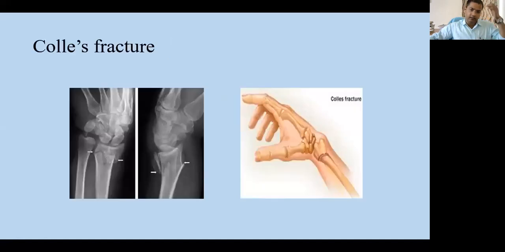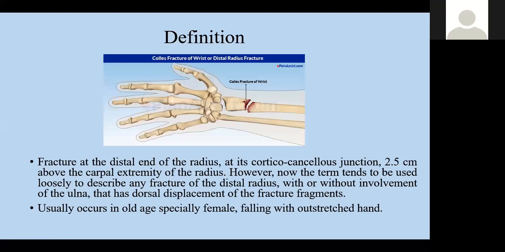What is the Colles' fracture? The fracture which occurs in the distal part of the radius. You can see the distal 2.5 centimeter of the radius from the radiocarpal joint, and the most characteristic feature of the Colles' fracture is the displacement. The displacement of the distal fragment is always on the dorsal side. Then only you can term it a Colles' fracture.